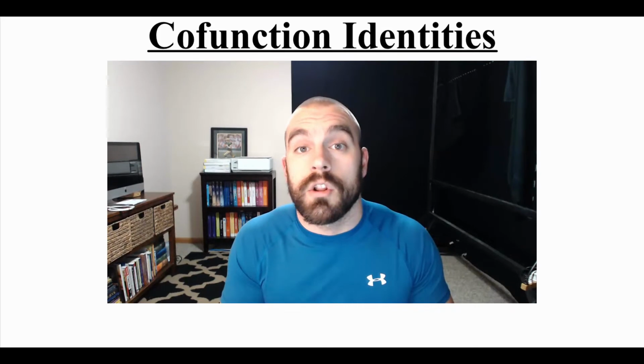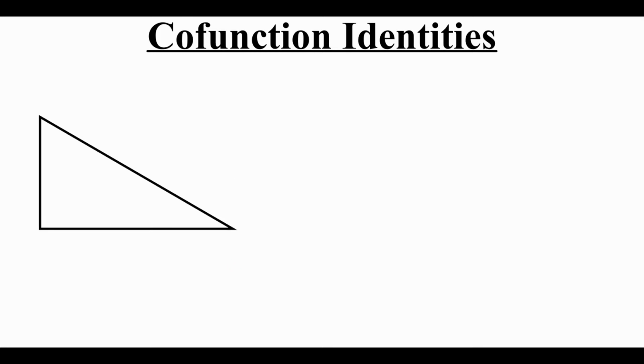In this video, we're going to look at cofunction identities. As we're talking about cofunction identities, I want to start by taking a look at a right triangle. Obviously, in a right triangle we've got a right angle, and the angles inside of a triangle add up to 180 degrees, meaning that these two acute angles would have to add up to 90 degrees.